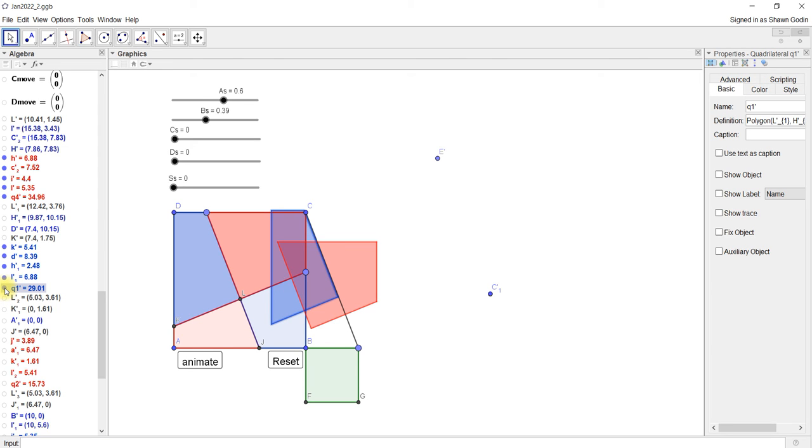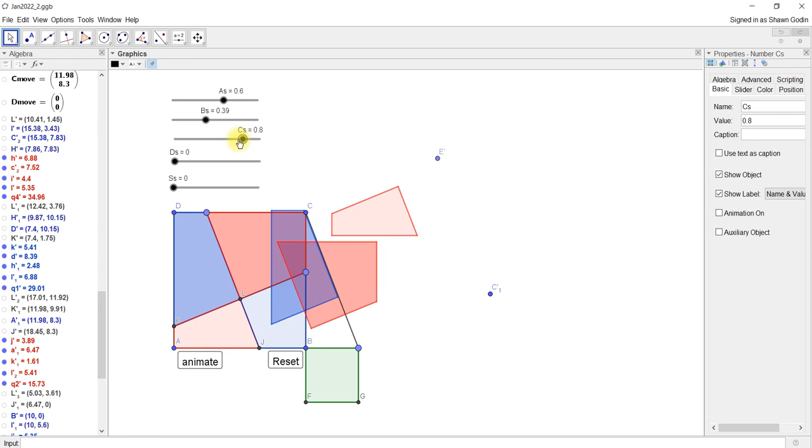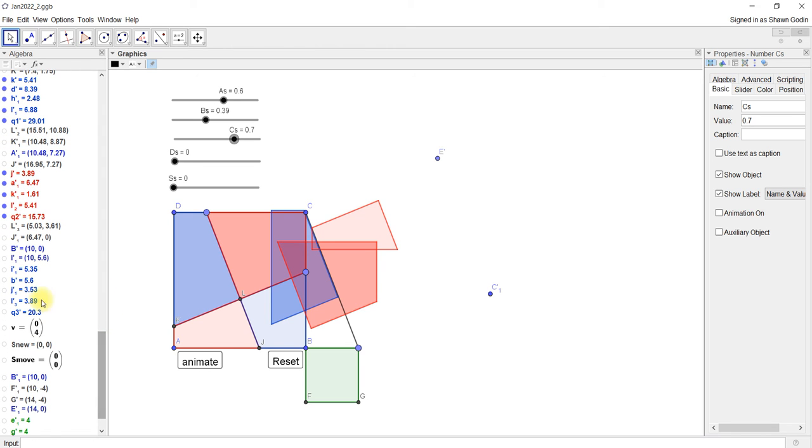There's B. C is probably here. There, let's say there's C. D would probably be this guy. I didn't go and rename these guys, so I can't see that.